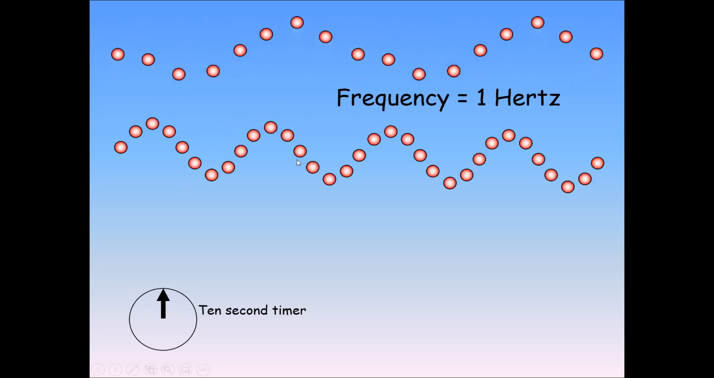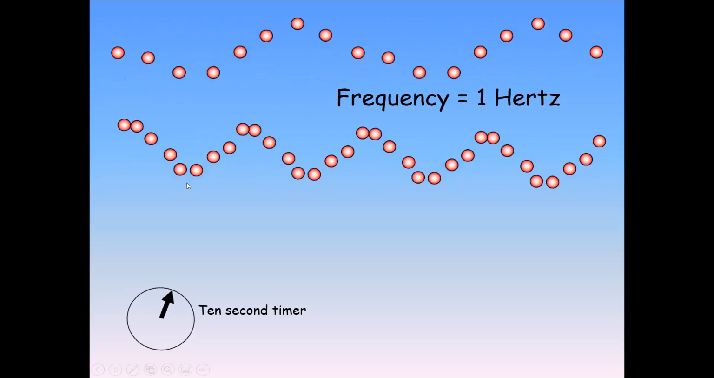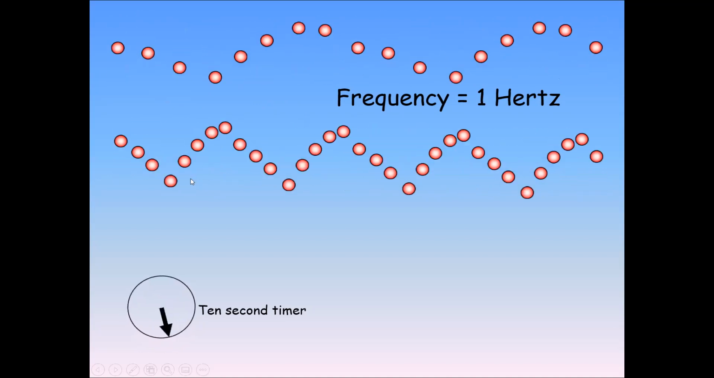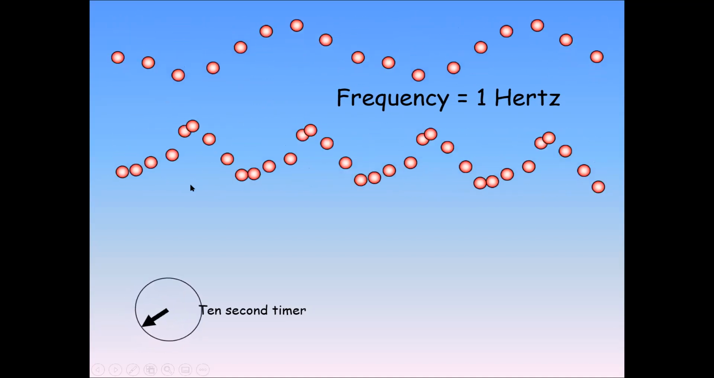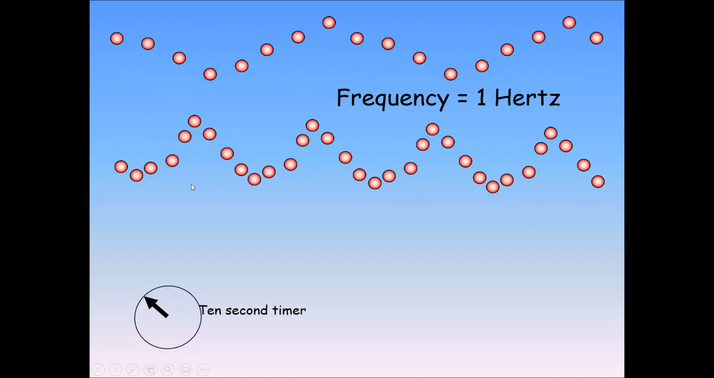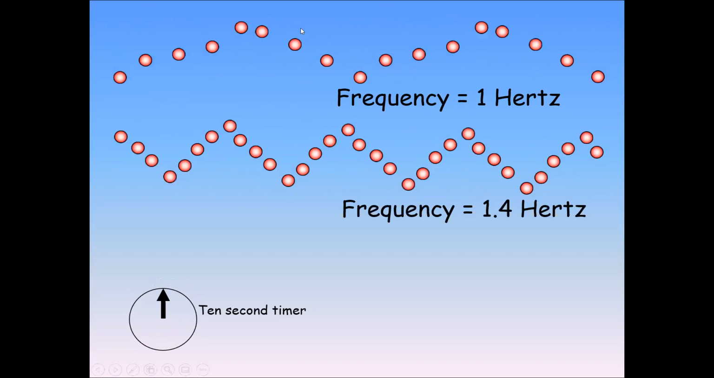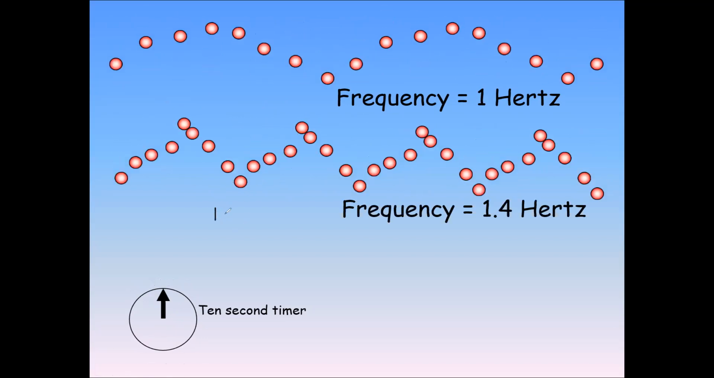In the same way, as you can see in the other picture, again in a 10-second timer, there are more vibrations, faster vibration in 1 second. So it is vibrating 14 times in 10 seconds. So 14 vibrations in 10 seconds, 14 divided by 10, that's why the frequency is 1.4 hertz.